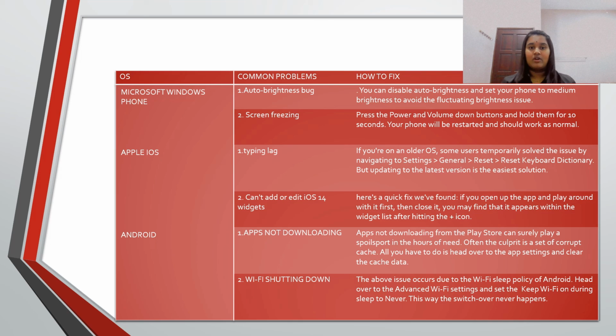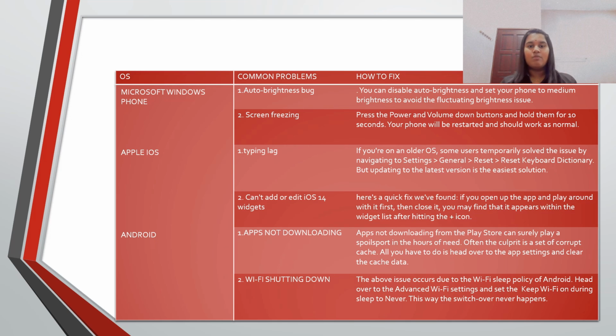Lastly, Android. The two common problems are, first, app not downloading. Apps not downloading from the Play Store can surely play spoilsport in the hour of need. All you have to do is head over to the app settings and clear the cache data.